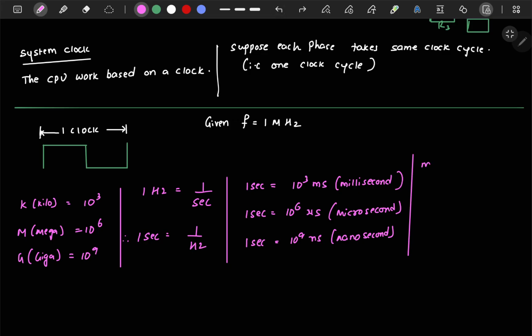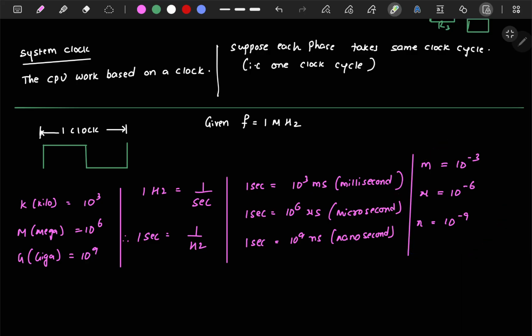For example, small m denotes 10 raised to power minus 3. That's it. You remember this thing. Either you remember this part or you remember this part. Or small u, micro, denotes 10 raised to power minus 6. And small n denotes 10 raised to power minus 9. Okay, this part you just remember it.